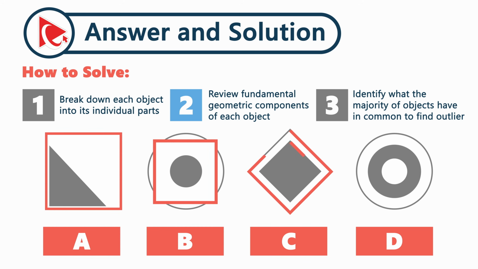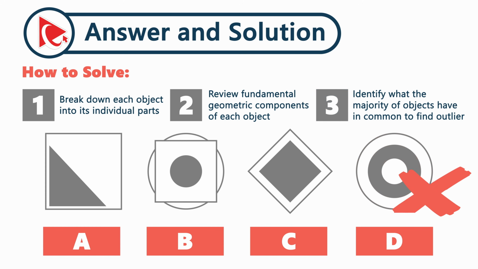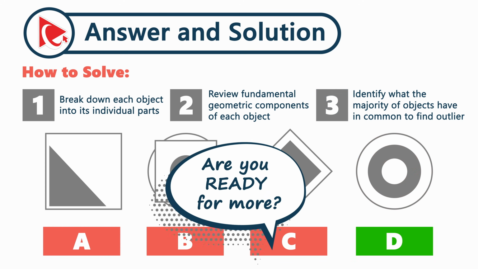Let me highlight them for you so you can see them clearly. Can you see it? Remember the original question? We need to determine the object which is different. And object D, which contains circle and the donut, is different. And the correct answer here is choice D. Are you ready for more?